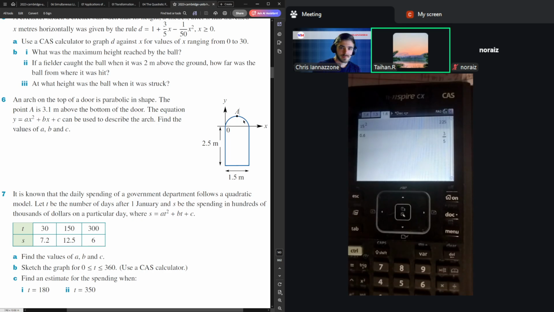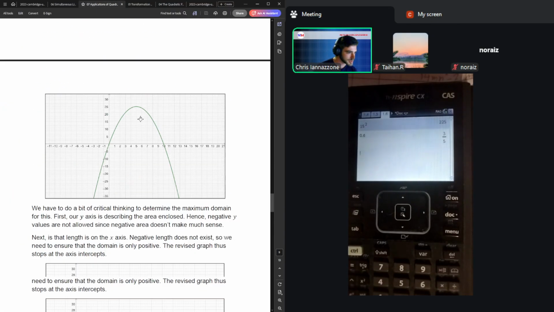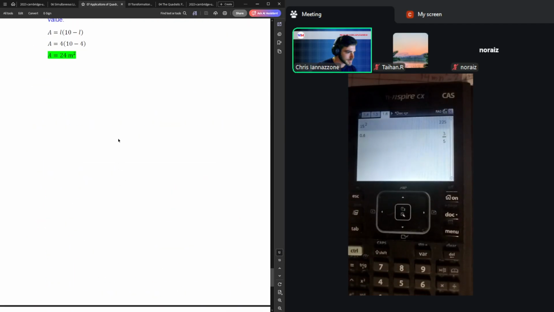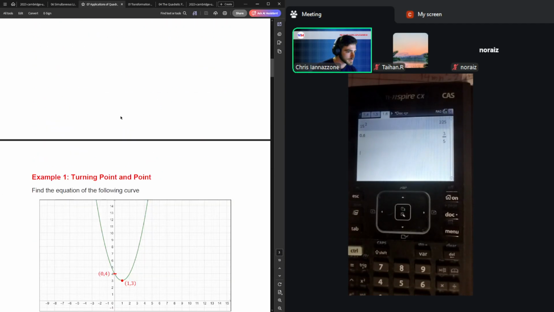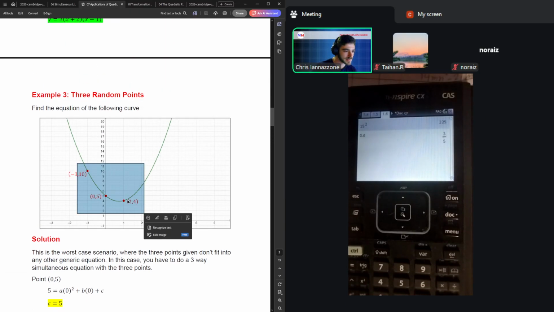I'm just confused. I understand finding the values, but how do you figure out how to put it back into the generic equation? Yeah, cool. So let's pop over to the screen share. Oh wait, it was all up here. That's right. So this is our worst case scenario where you have three random points.